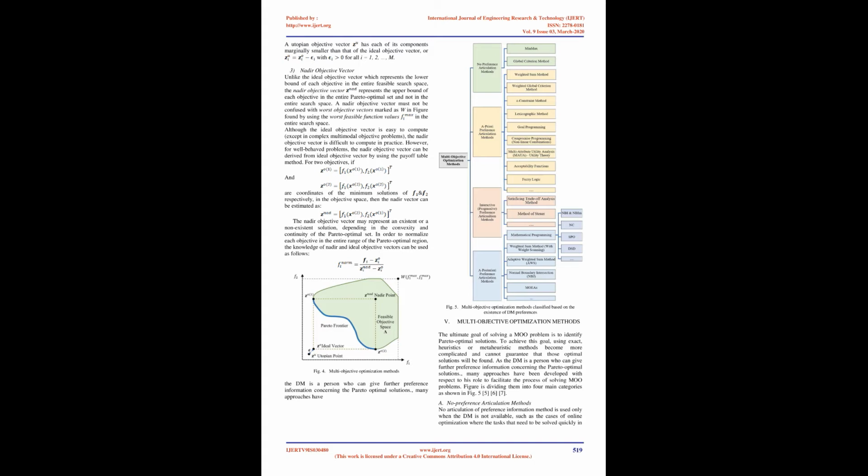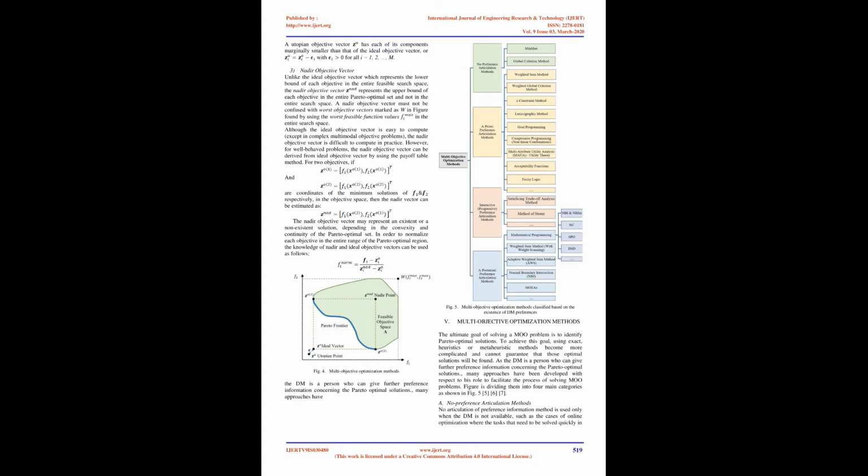A nadir objective vector must not be confused with worst objective vectors, marked as W in the figure, found by using the worst feasible function values in the entire search space. Although the ideal objective vector is easy to compute, except in complex multimodal objective problems, the nadir objective vector is difficult to compute in practice.